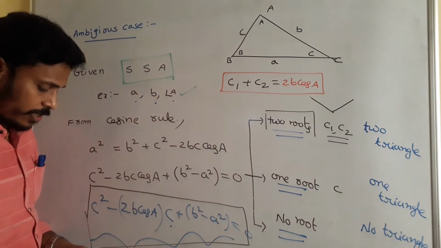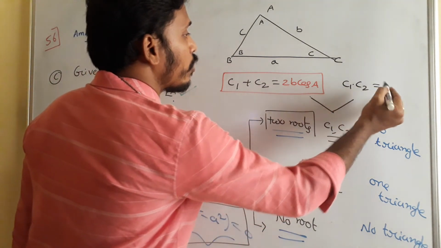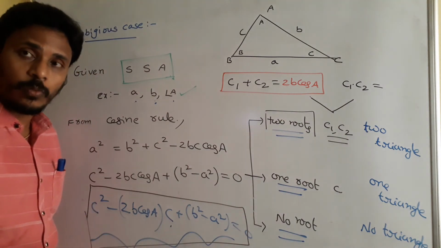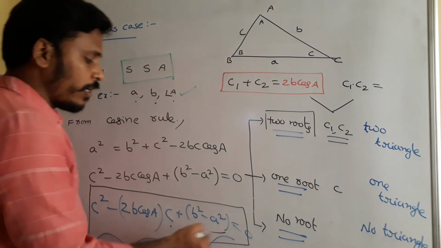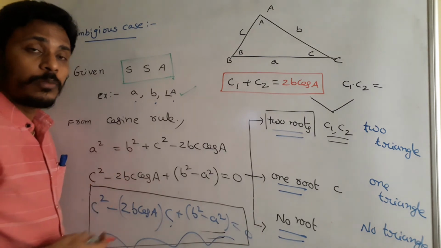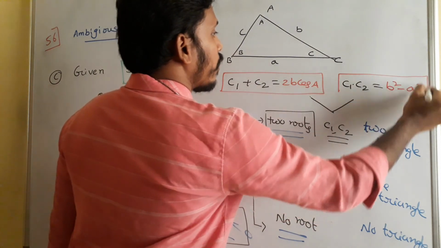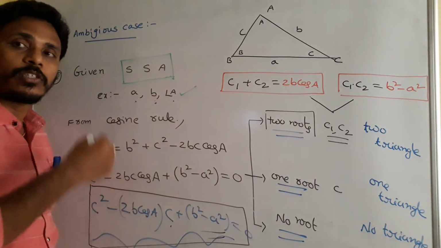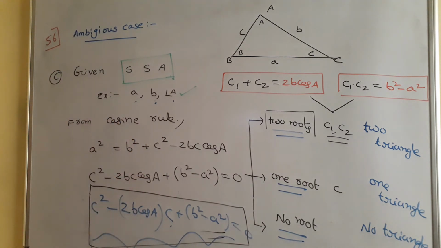And in the other case, what can you say about the product of the roots c1 and c2? The product of the roots is simply the constant divided by the x square coefficient. Here the x square coefficient is 1, and that's why the constant is b square minus a square. So for sure, the product of the two possibilities c1 and c2 is b square minus a square. This is another way of discussing the possibilities of the triangles from the cosine rule direction. Just have a look. So this is all about the 56th point related to the ambiguous case.